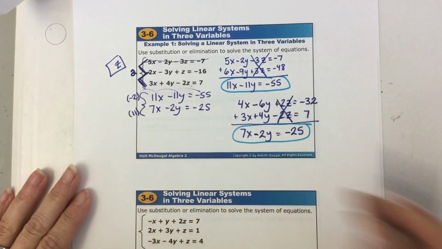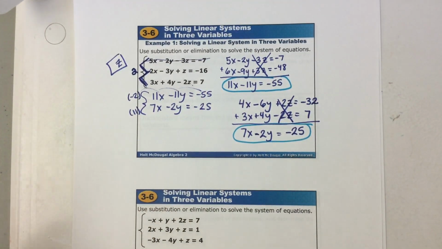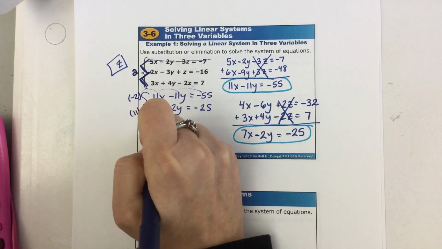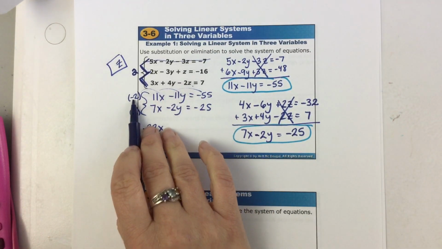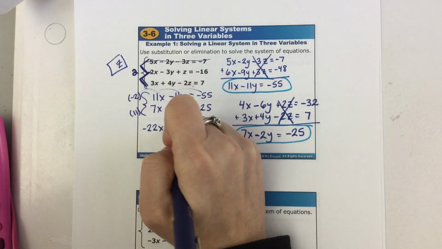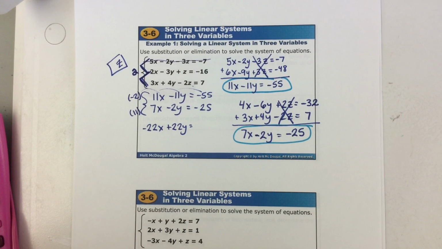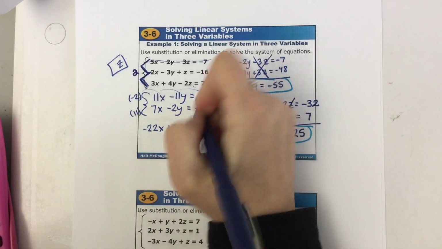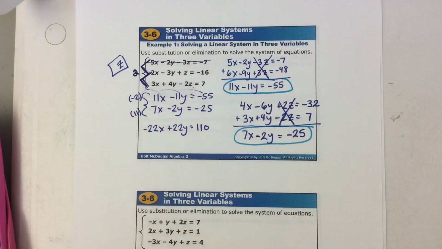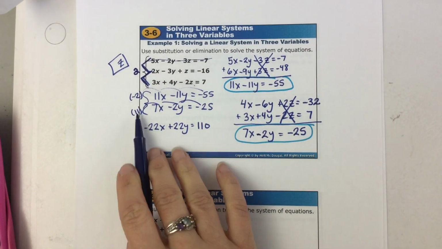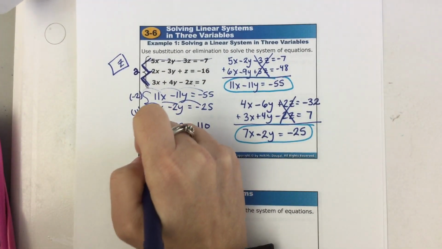Remember, when you multiply, it has to go across to everything. So -2 times 11x is -22x. -2 times -11y is +22y. -2 times -55 is +110. Now I multiply everything in the second row by 11.